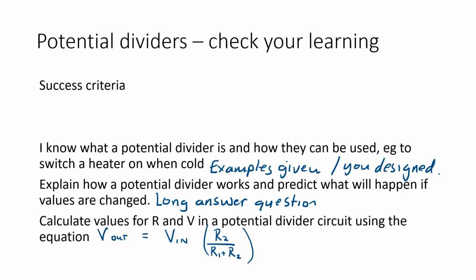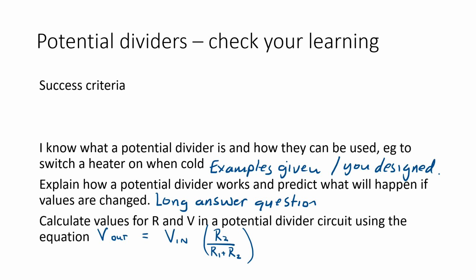So I'd like you to review your learning now and to just reflect on everything we've learned in this lesson. Success criteria. Can you explain potential difference as a difference in potential between points in a circuit, understanding that V total equals V1 plus V2, etc., and identifying different points around the circuit what the potential values would be. Do you know what a potential divider is and how they can be used, e.g. to switch a heater on when cold? So examples were given and you designed a potential divider circuit as well.